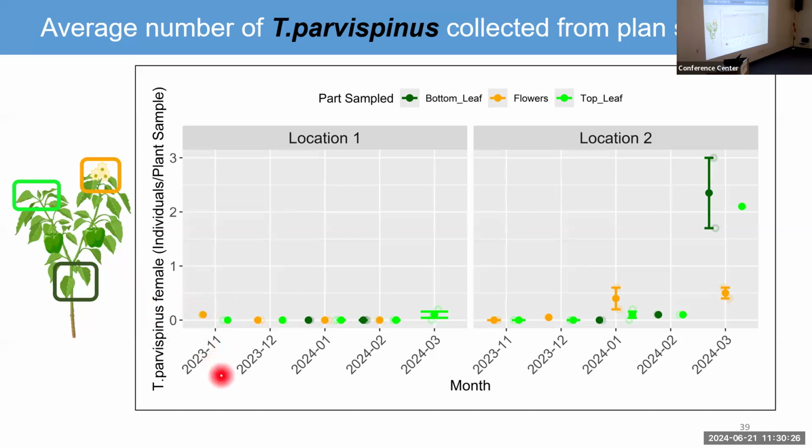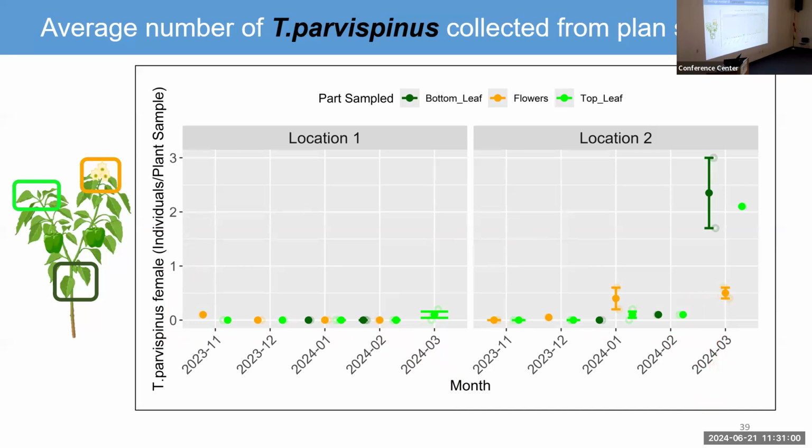Here we don't have bottom leaf because the plants were too small. And then we have different growth stages also. But as I was presenting before, we have a stable trend from 0 to 1. So we don't have numbers higher than that. But here again, in the second location, we have higher numbers in this month.